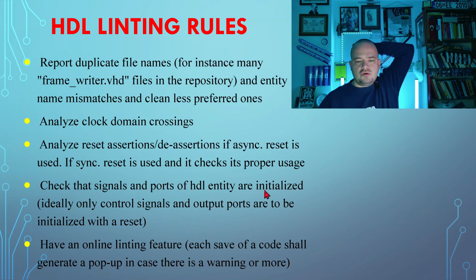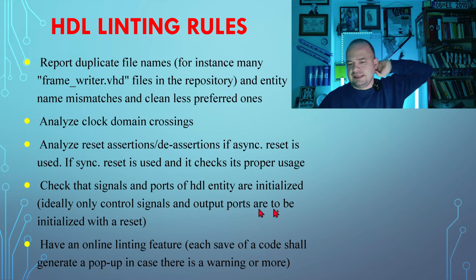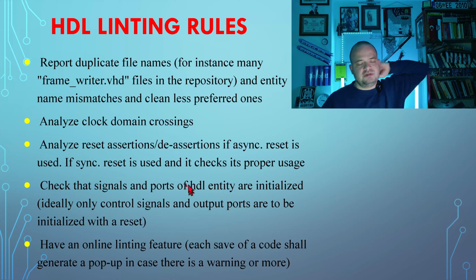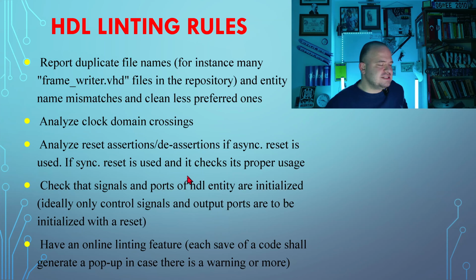The last one: have an online linting feature. Yeah, this is really nice, by the way. Each save of a code shall generate a pop-up in case there is a warning or more. This is usually provided in some good tools. Some open source ones are also good, meaning not necessarily paid ones. For instance, if you install some plugins free of charge, VS Code can also do that.